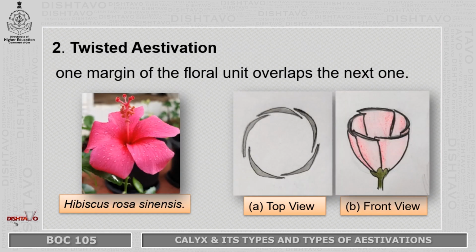The second type of estivation is twisted estivation. Twisted estivation is also called as contorted estivation. Here, one margin of the floral unit overlaps the next one. The example of the flower which shows twisted estivation is Hibiscus rosa sinensis.